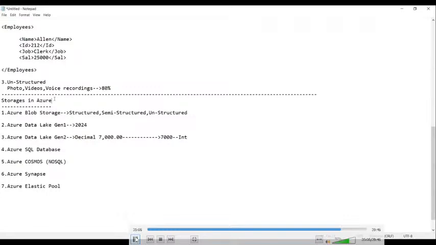So likewise, in Azure we can have 90 plus storages. Azure supports 90 plus storages. Just a minute, I will show you now.